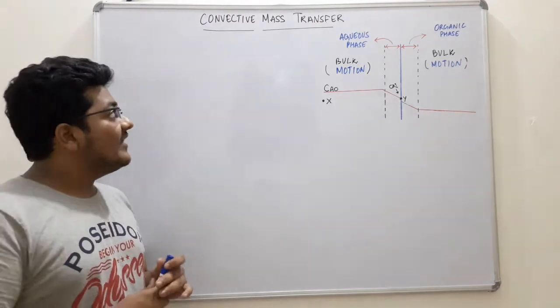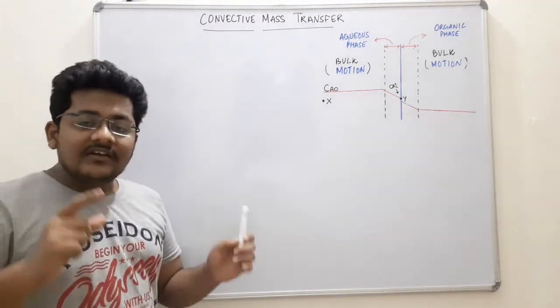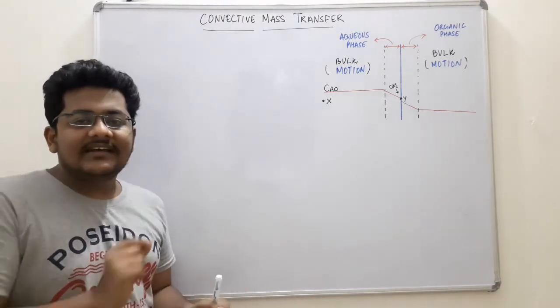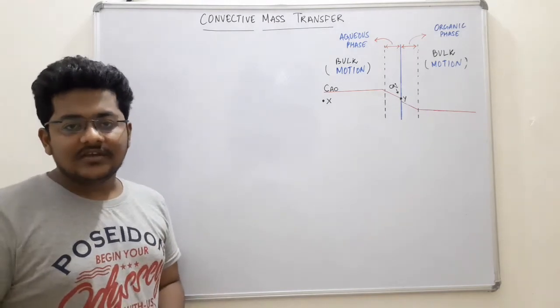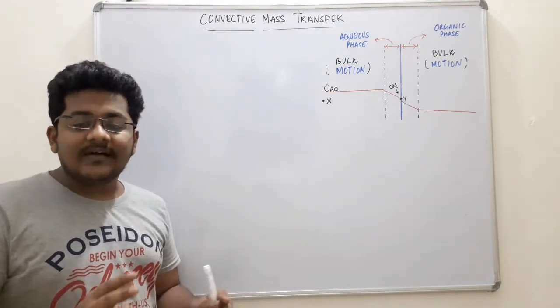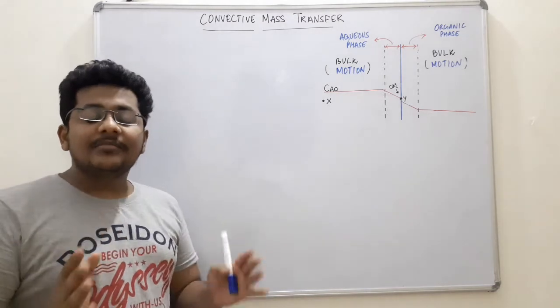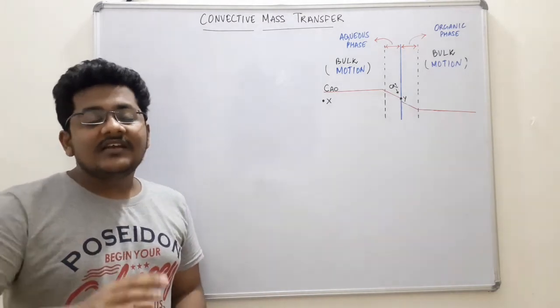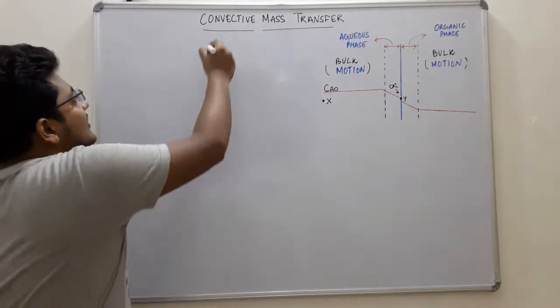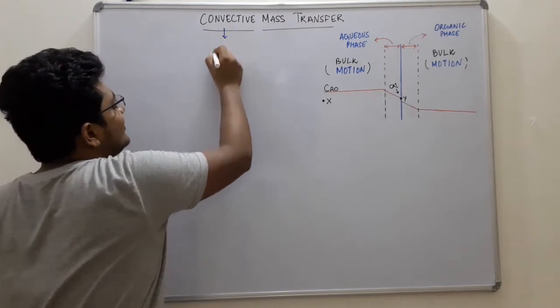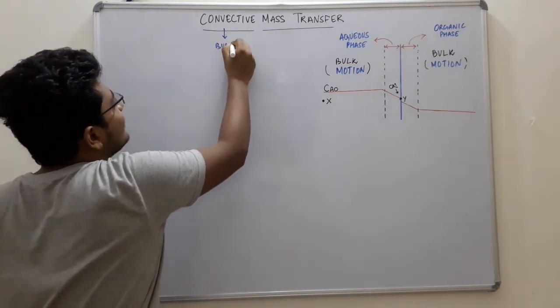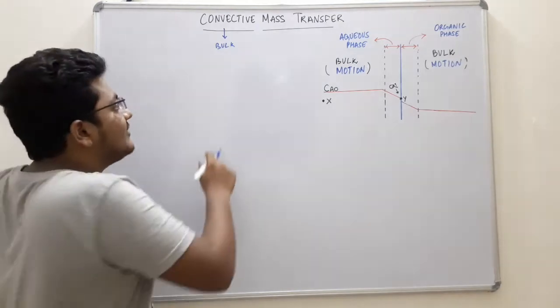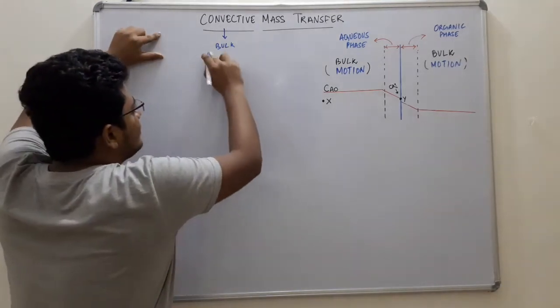Okay, so whenever the word convective comes, it should strike in your mind that this guy is talking about motion. Okay, so convective mass transfer is mass transfer when the phases between which the mass transfer is occurring are in motion. Whenever the word convective comes, it means the bulk of the phases from which the mass transfer is happening are in motion, bulk in motion.